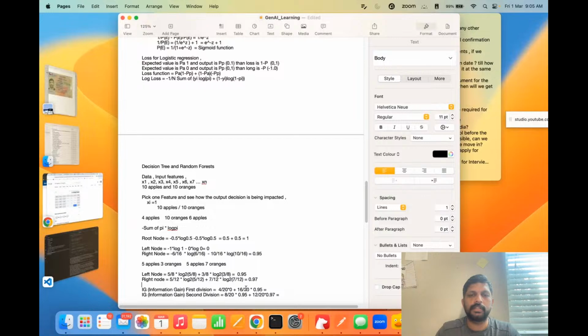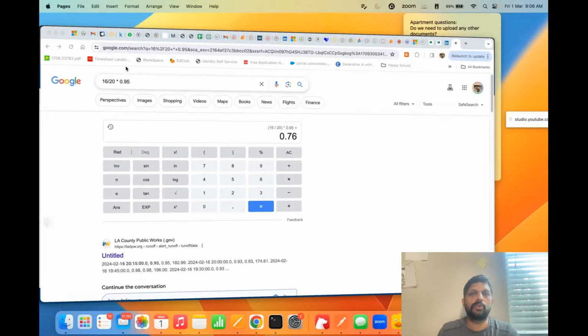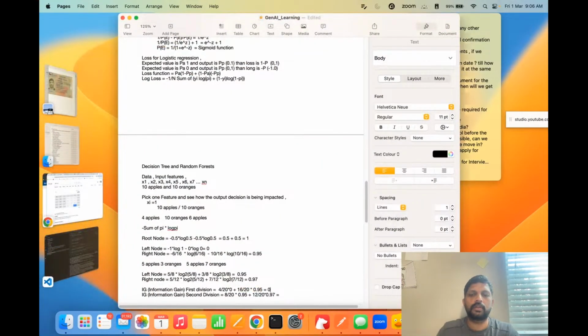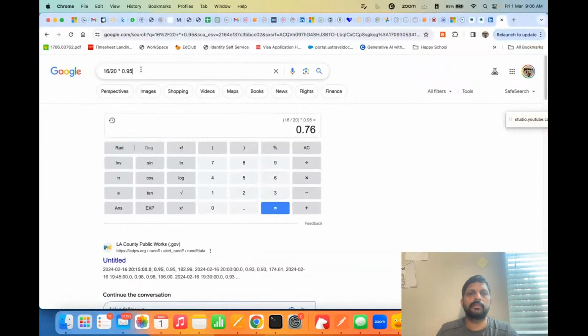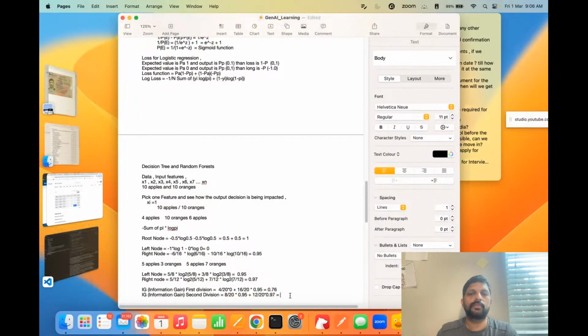So let's calculate this. This is 0 already, so all we need to calculate is only this. 0.76, and the second division 0.962. So now you see information gain.